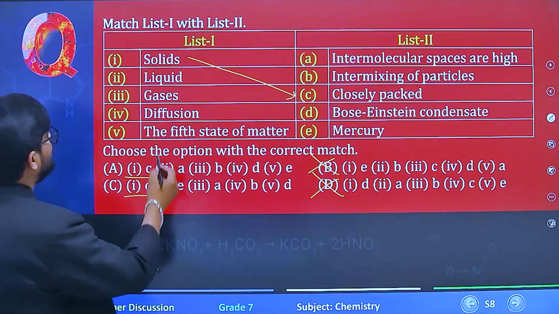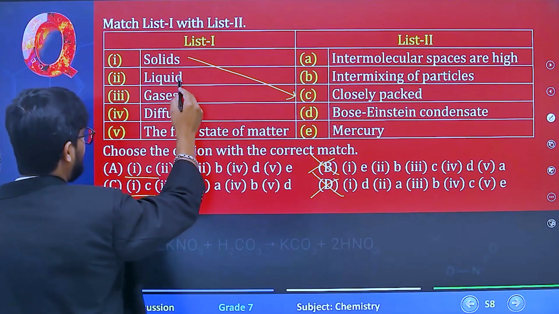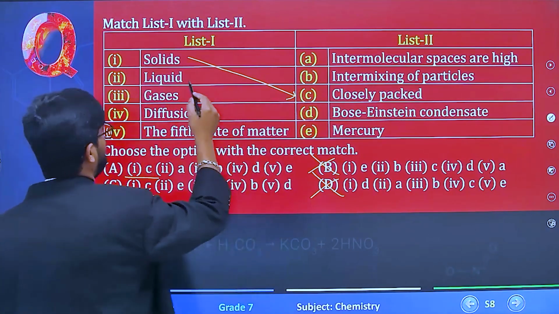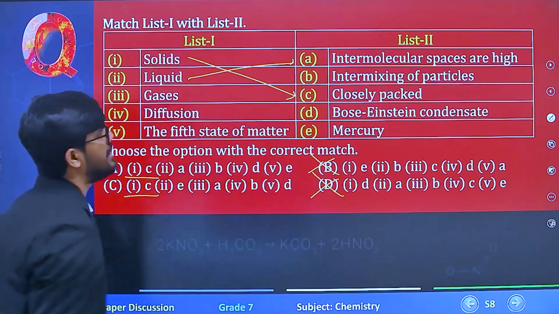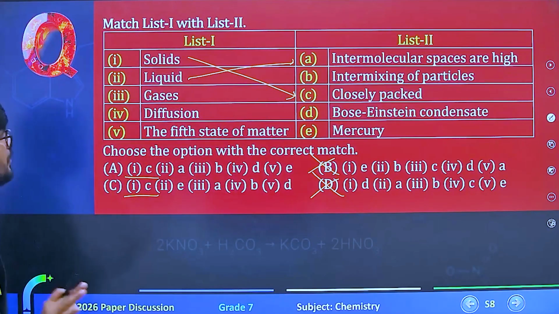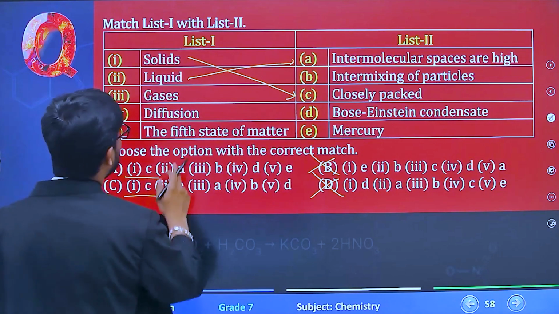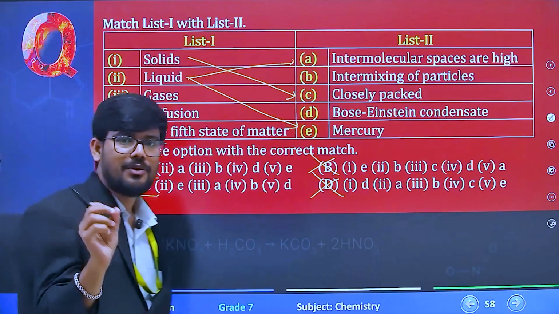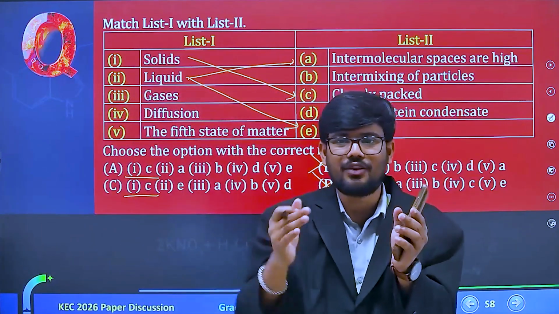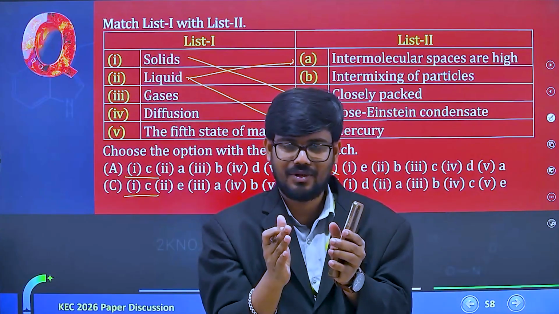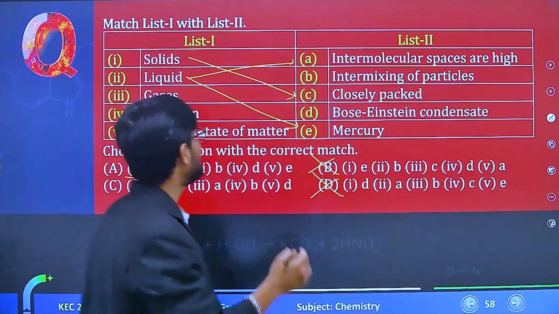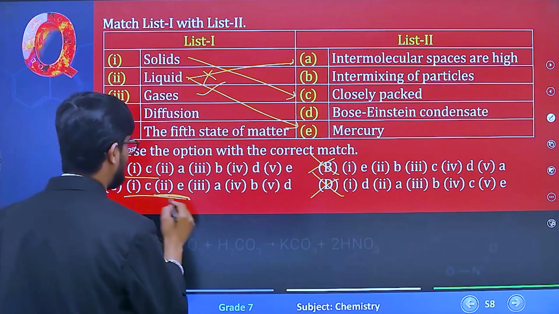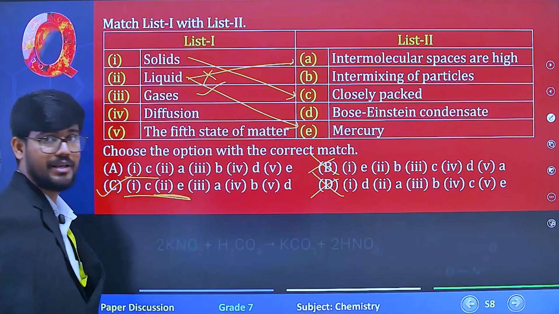Next, 2 liquid. Liquid with A, intermolecular spaces are high? No, in the liquid case, intermolecular spaces are moderate, not that high. Or 2 with E, liquid is mercury, right? In case of liquid, intermolecular spaces are not that high, it is less. So that's why this is not the correct answer. This one will be the correct answer here. So 2 should be with E, right?